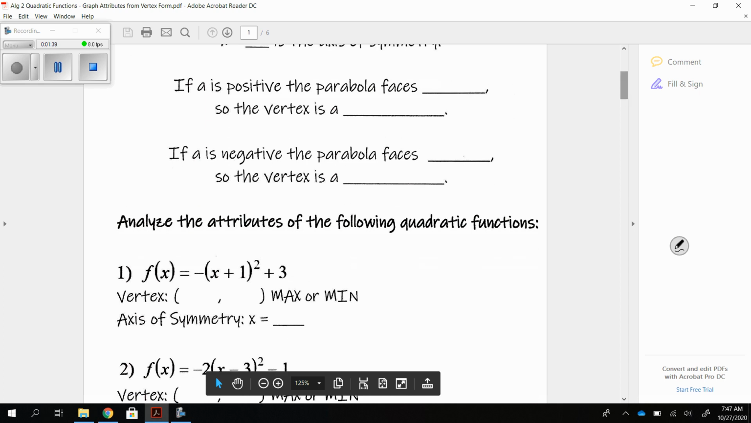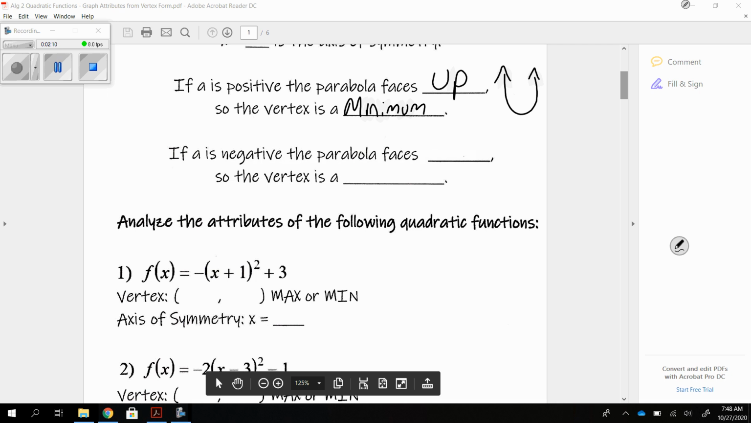All right, now if a is positive, the parabola faces up, so the vertex is a minimum. And this is what it looks like. Draw a little example right here. So again, if a is positive, that means the first number, then the parabola faces up, and the vertex is a minimum.